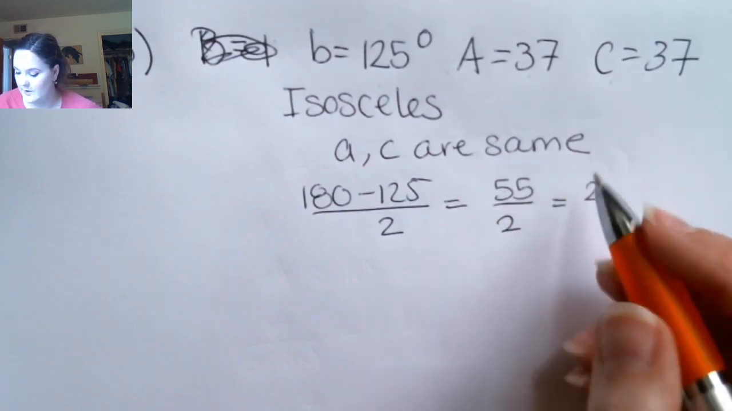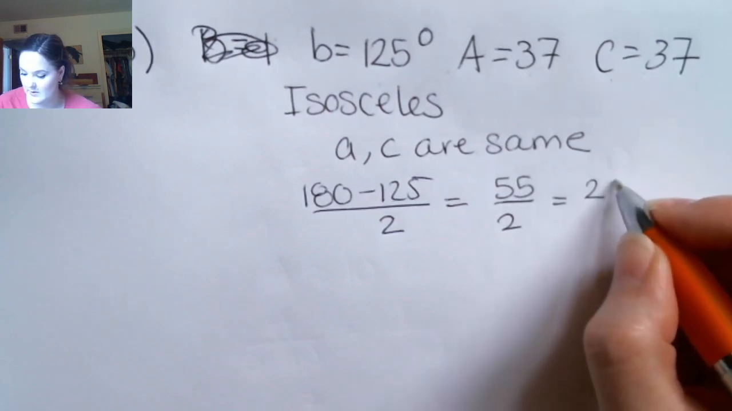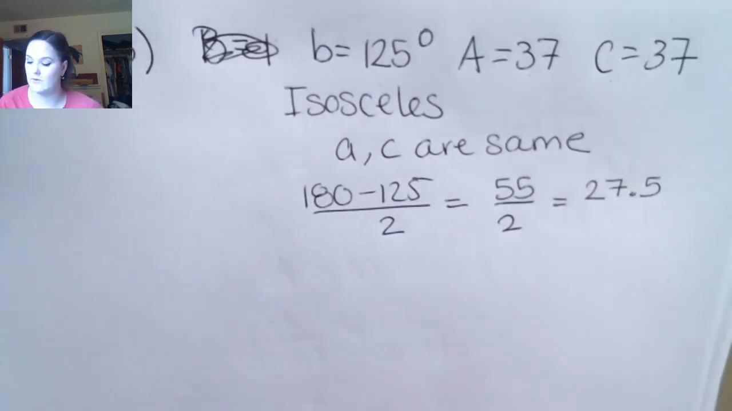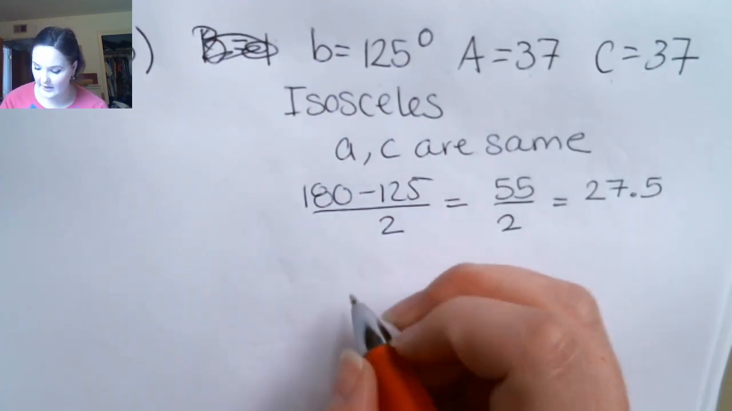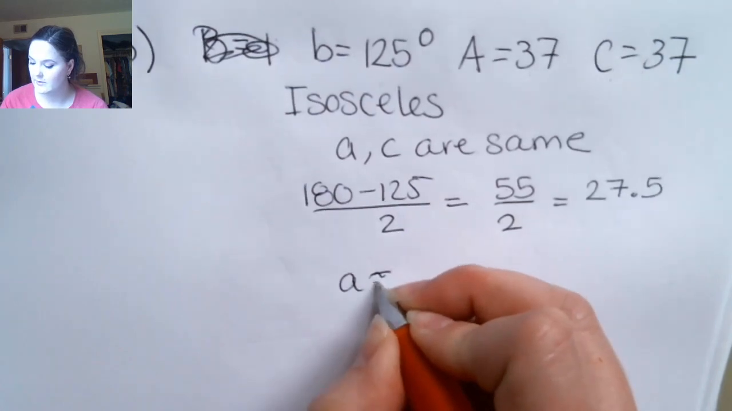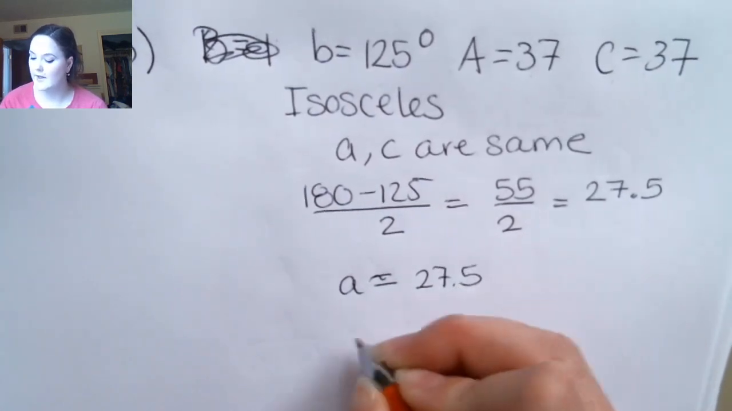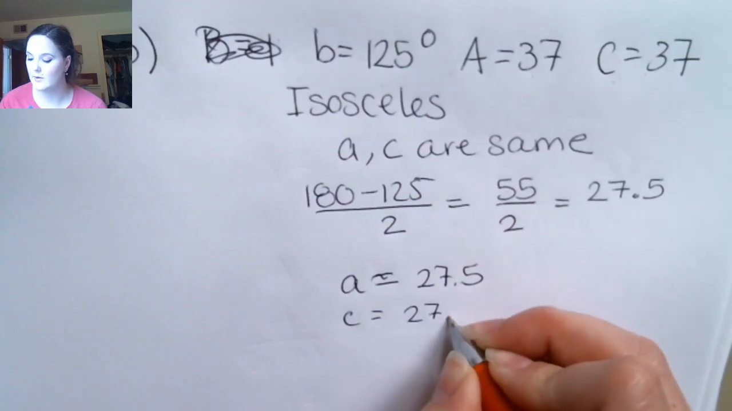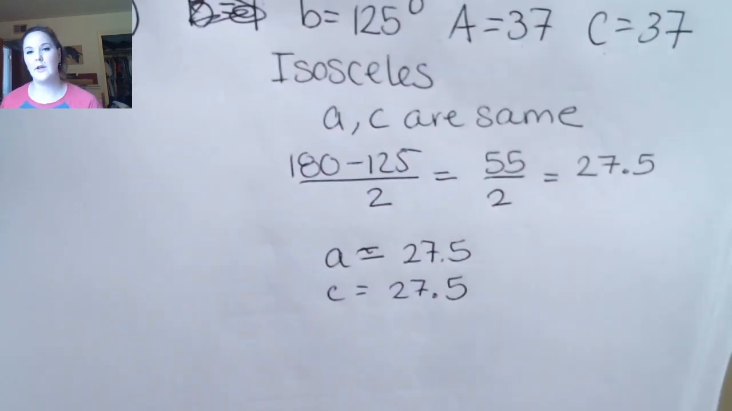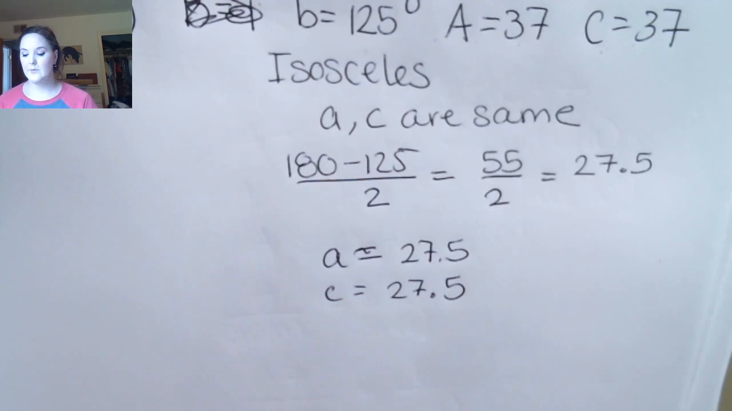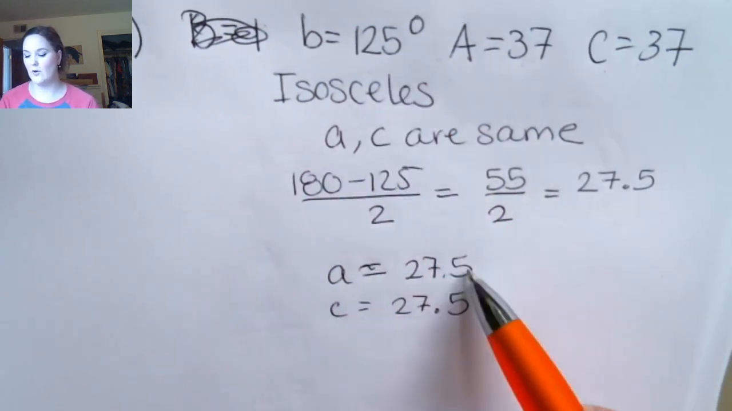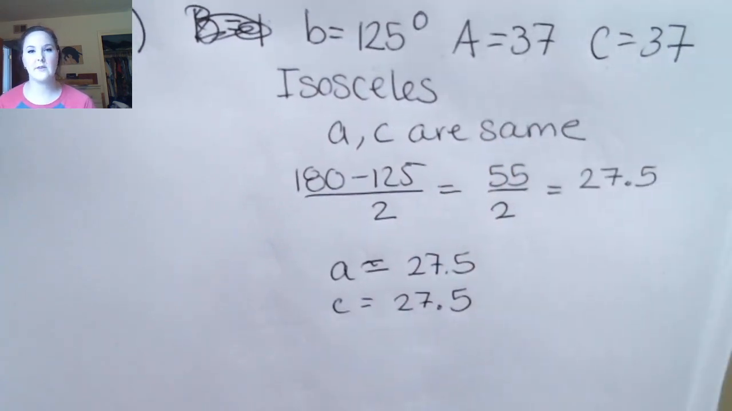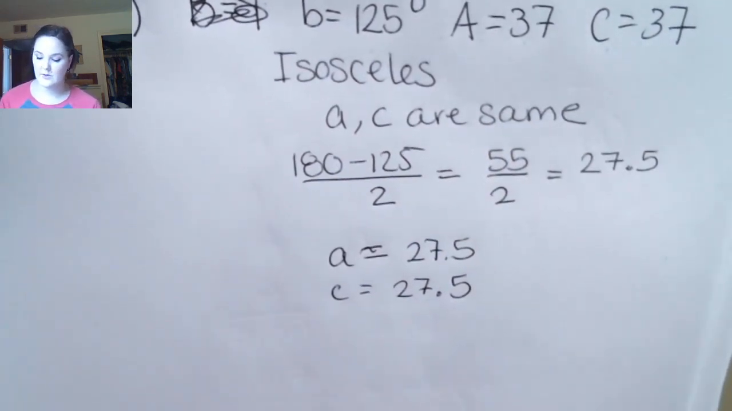2 goes into 5 twice, 15 is 7.5. Okay, so both of our angles, A and C, are going to be 27.5. Okay, then we still need to find our side length B. That's the only thing we're missing, right? Now we have all three angles and we have two side lengths. Okay, and we're just going to use the law of sines to do that.